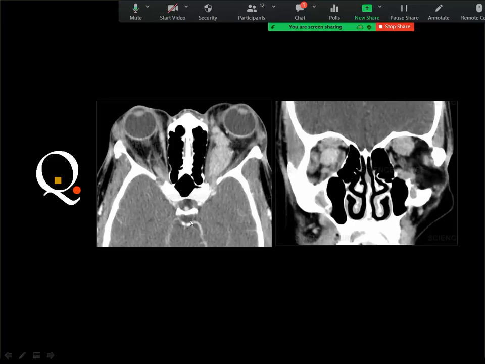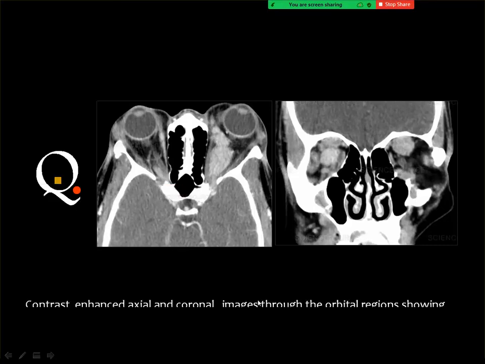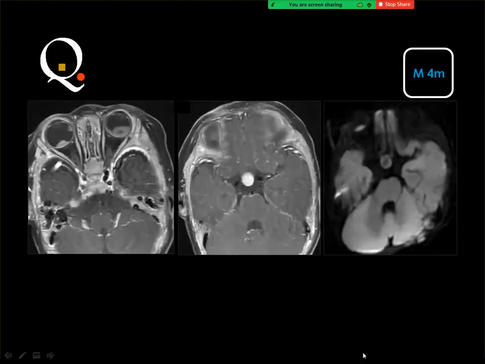This patient, the CT of the orbit, axial and coronal planes, and you can see that there are some masses inside the orbits on both sides. And this is lymphoma. Okay, this is a good possibility because multiple enhancing masses in a single orbit or in both orbits usually point to the diagnosis of lymphoma. But if you see a solitary mass that is homogeneously enhancing in one orbit, then you know that the most common answer is the cavernous hemangioma.